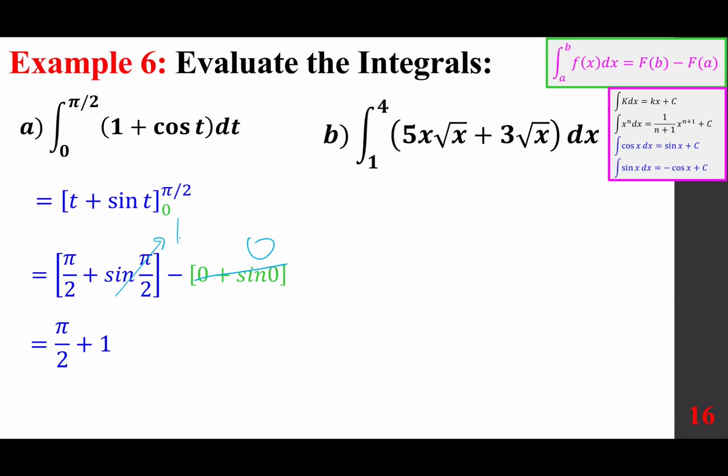The integral from 1 to 4 of 5x square root of x plus 3 square root of x. And we have to use elementary algebra to change it and make it ready for the power rule. So this one is x to the power of 1/2. This is 1. So 5x to the power of 3/2 plus 3x to the power of 1/2.